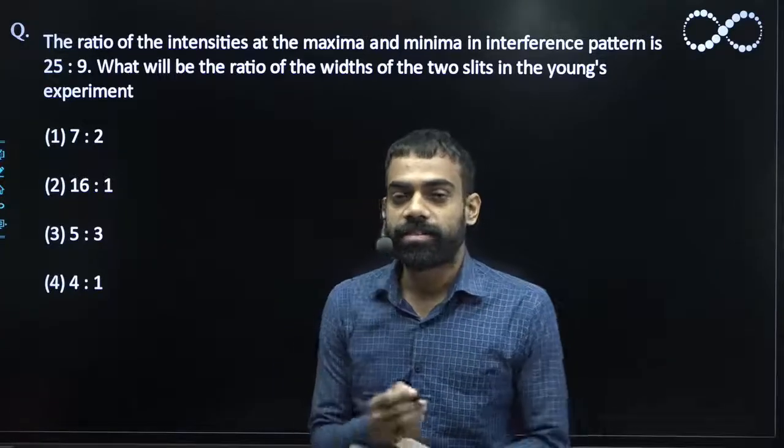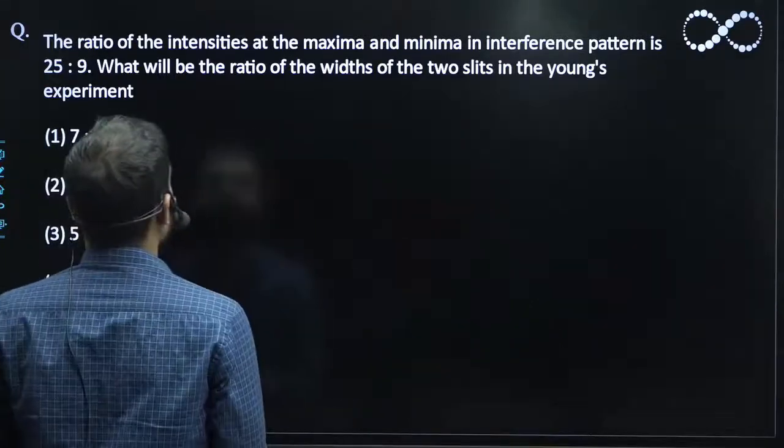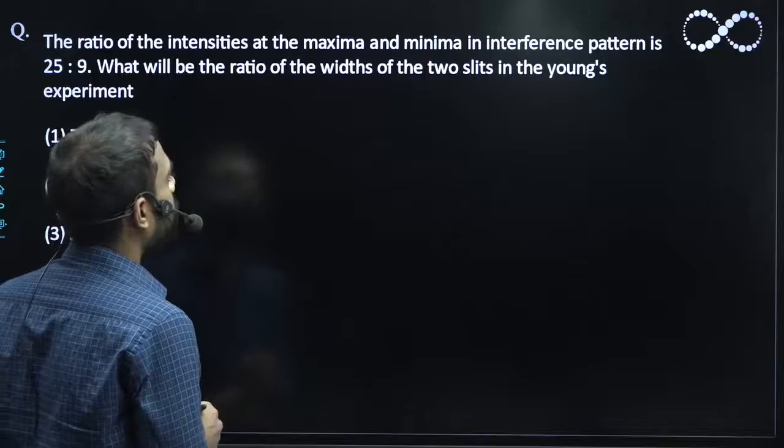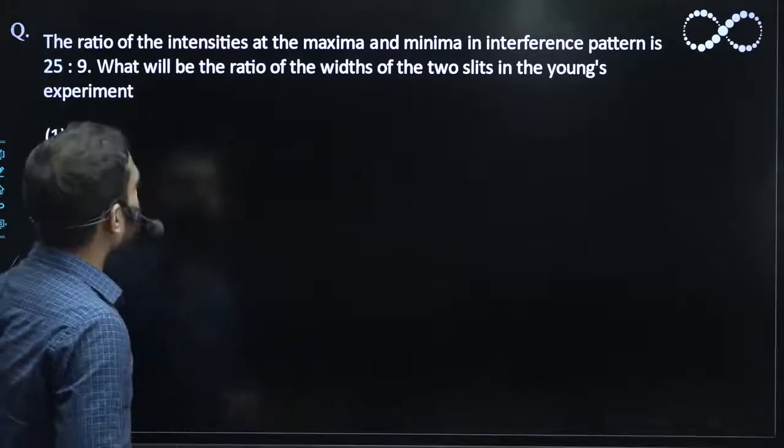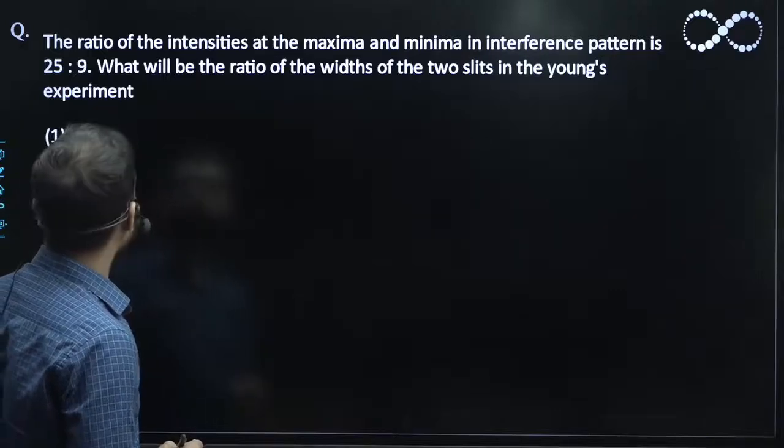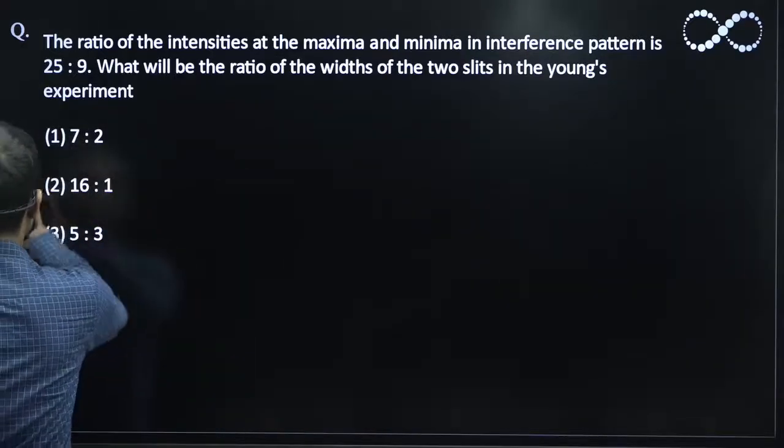Hello students, let us see this question here. The ratio of intensities at the maximum and minimum in the interference pattern is 25 is to 9. What will be the ratio of the width of the two slits in the Young's experiment? So let us see this question here.